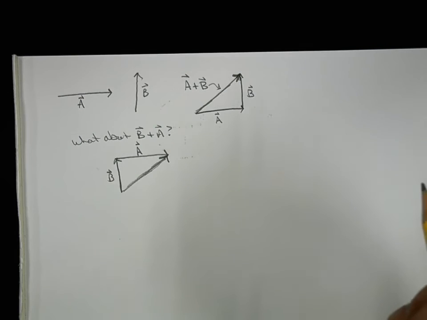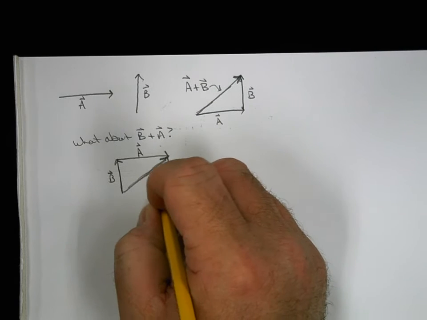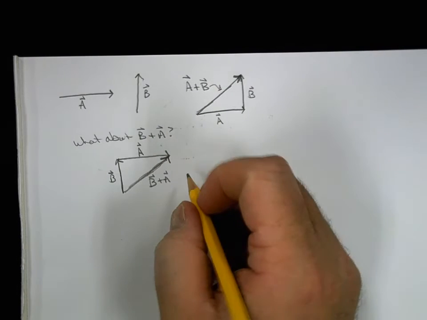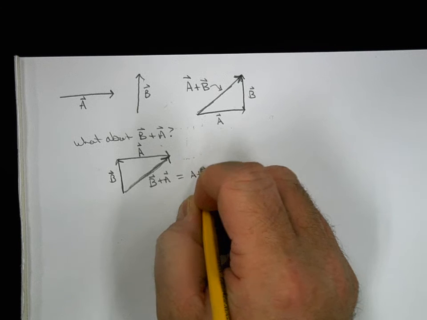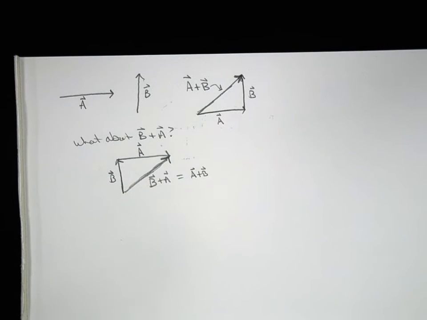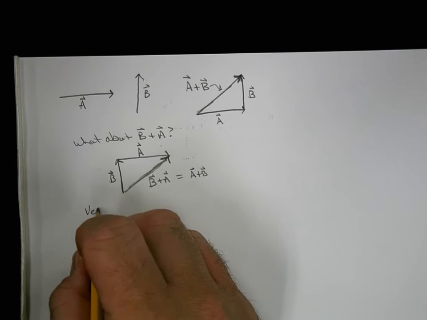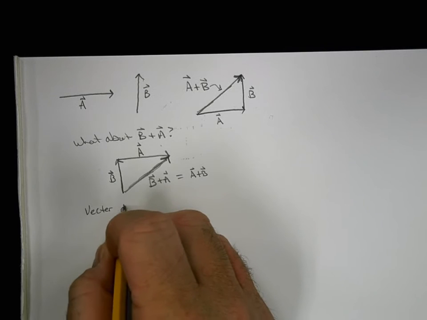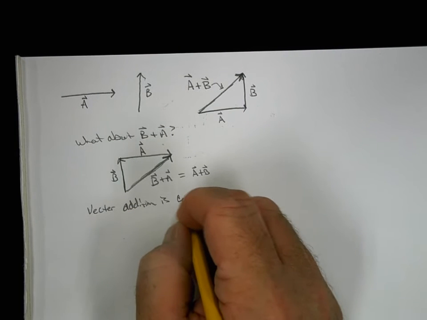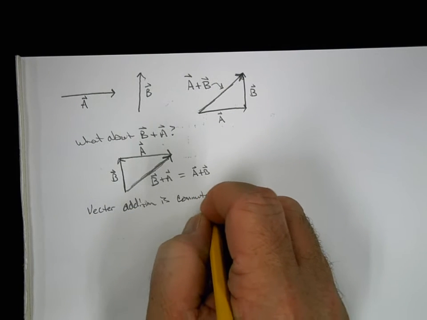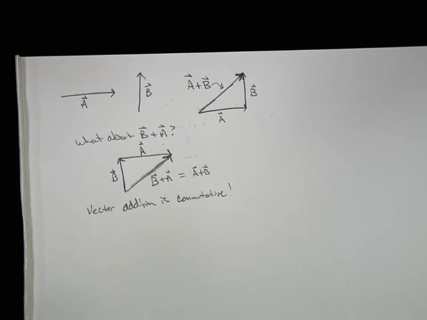So a plus b equals b plus a, which in vector math means something in particular. It means that vector addition is commutative. It doesn't matter which order you move in.